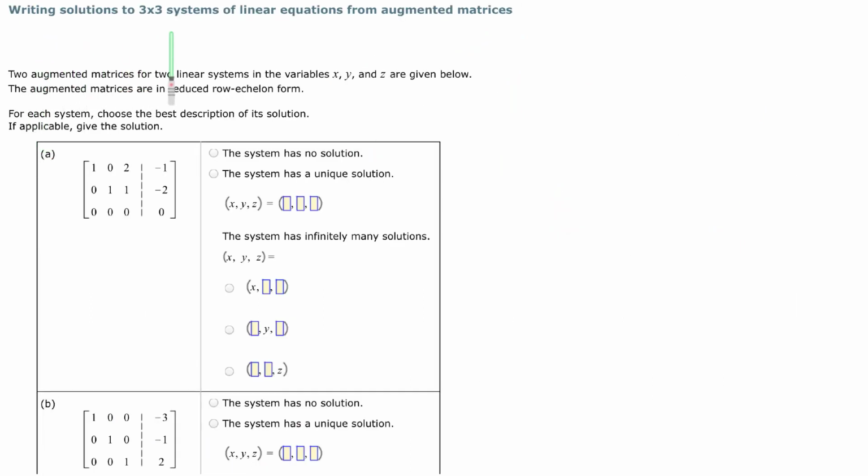Write solutions to 3x3 systems of linear equations from augmented matrices. Two augmented matrices for two linear systems in variables x, y, and z are given below. The augmented matrices are in reduced row echelon form. For each system, choose the best description of its solution. If applicable, give the solution.